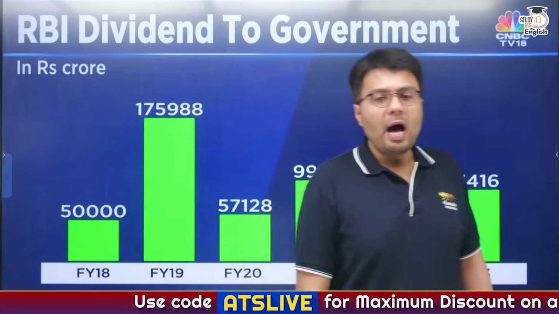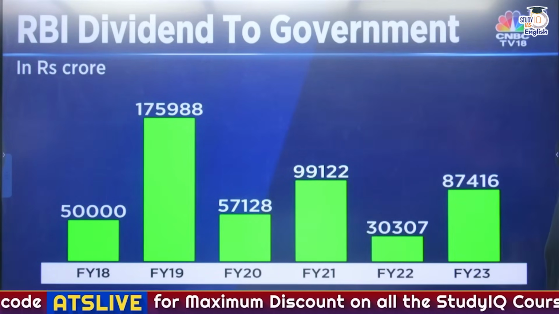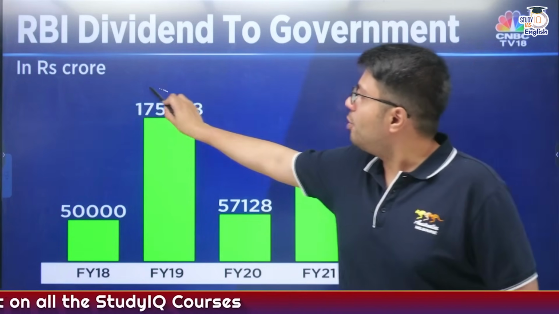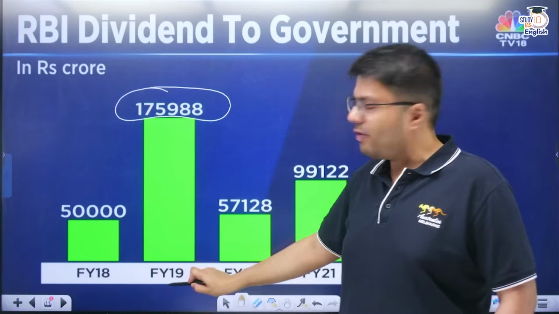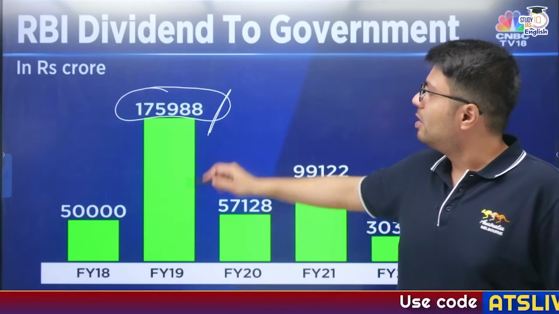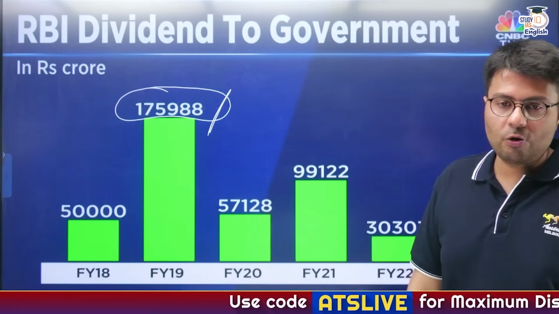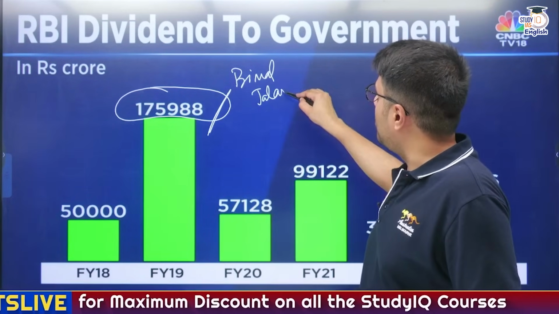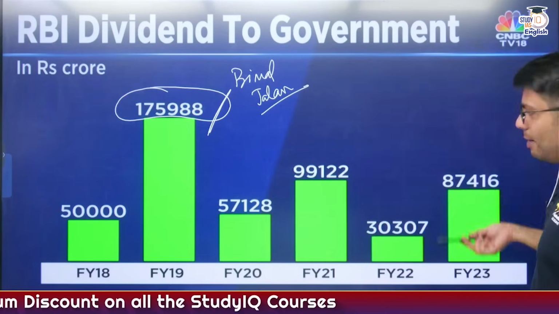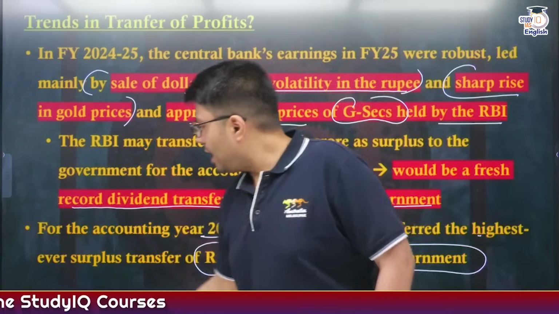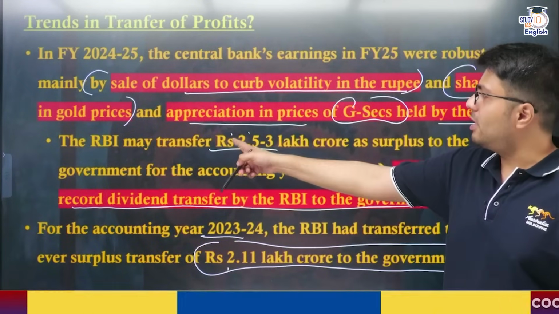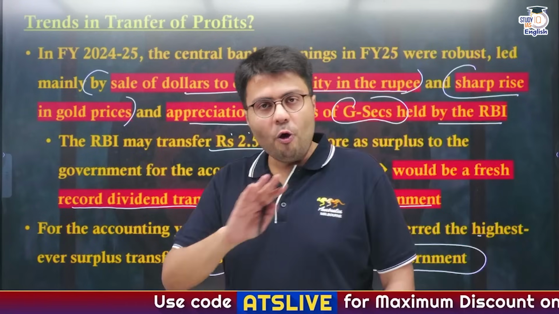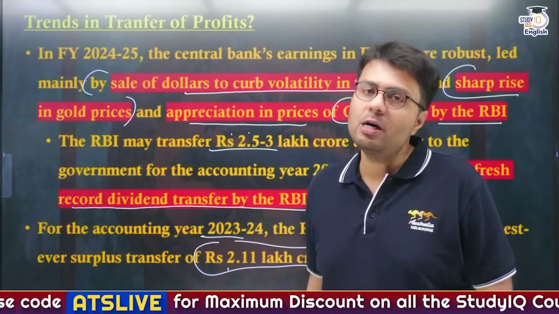Now I have also added a graph here. This is the graph which tells you the trend of RBI's transfer to the government. You can see the highest transfer before 2022-23 was in financial year 2019, where RBI transferred close to 1.76 lakh crore rupees, and this was after implementation of the Bimal Jalan committee report, right? After that it has become varied, and last year it was 2.11 lakh crore, and this year it is expected that RBI will transfer between 2.5 to 3 lakh crore rupees. Now I hope I have made the economic capital framework clear to you all.